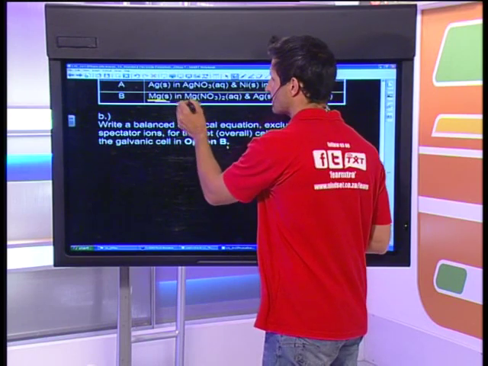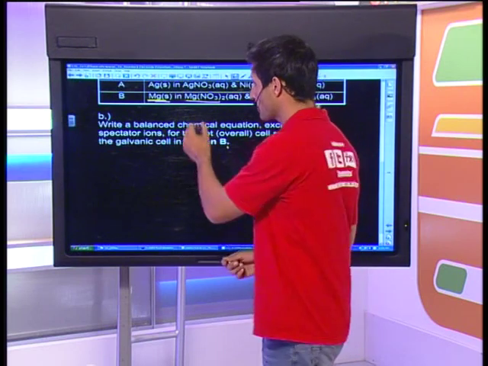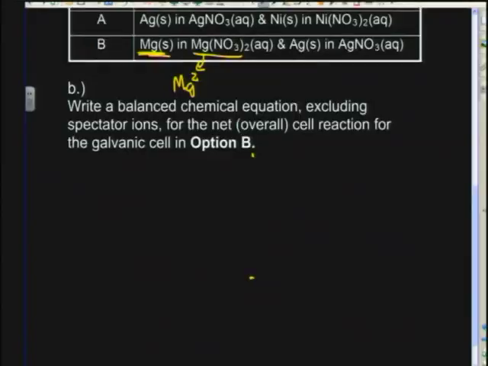Now, Mg(NO3)2, magnesium nitrate, you're not going to find this on your table. You will not find this because it doesn't exist when it dissolves in solution. What happens is that magnesium is an ion in solution, Mg2+. So there's the second item on your shopping list. The third item on your shopping list is going to be a bit confusing.